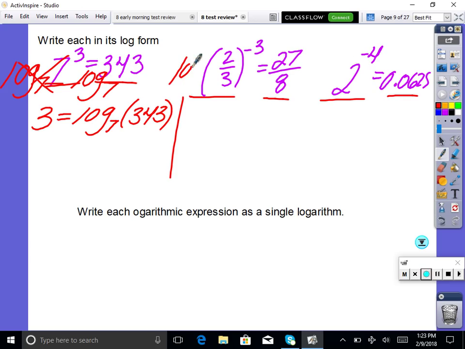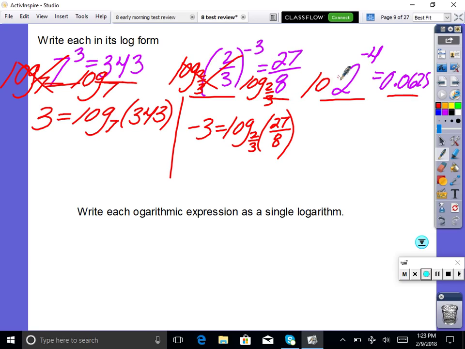So then right here, we'd undo it by log base 2/3. So then over here it cancels out. Negative 3 equals log to the base 2/3, and then it eats 27 over 8. Over here, log base 2. So then these cancel out. Negative 4 is equal to log to the base 2 of 0.0625. It eats the other side.